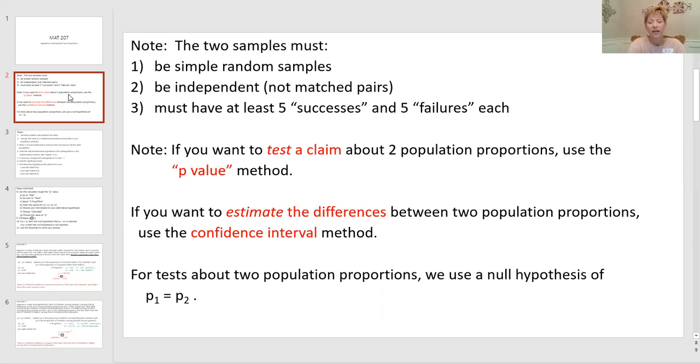Now, all that does is test the claim. So it's going to tell you whether or not your proportions are basically the same from the two samples. Now, if you want to estimate the difference in the proportion, then you have to use the confidence interval method. So you can do that, and the book explains it, does a good job. We're not going to do that. We're just going to do the p-value method.